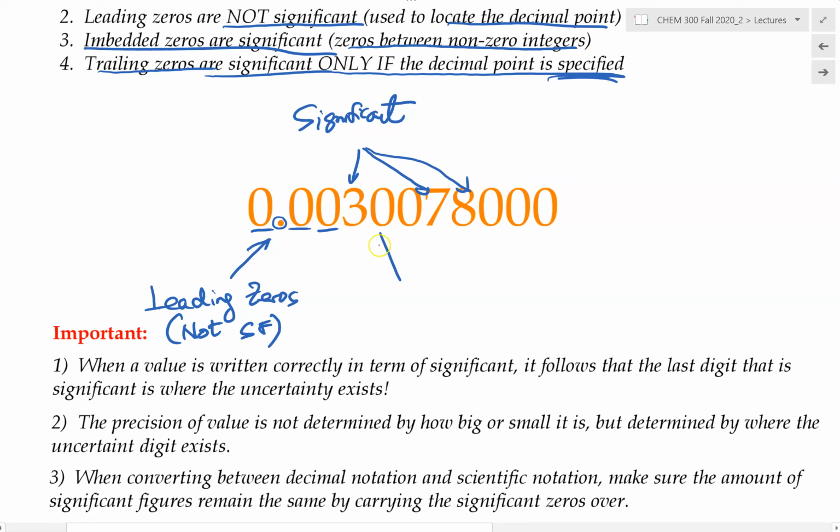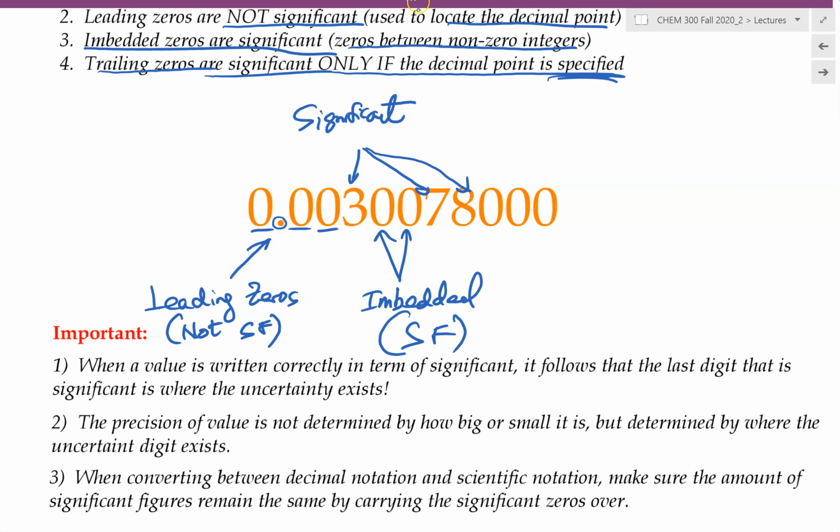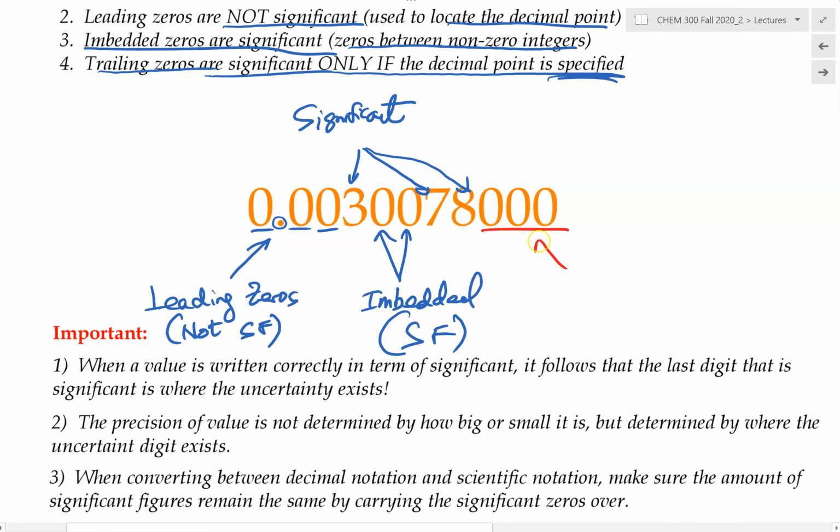And now the 2 zeros in here between the 3 and the 7 are called the embedded zeros. And embedded zeros are significant. And lastly, the 3 zeros in the back, these are called the trailing zeros. So trailing zeros are the zeros at the end of the number. And in this case right here, they are significant.